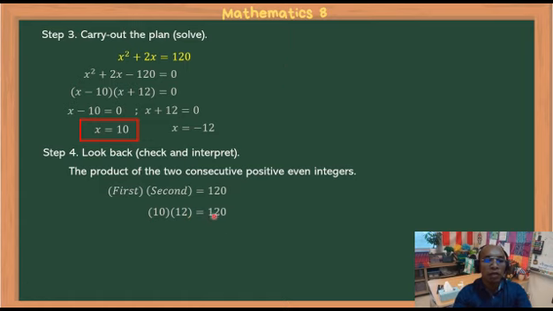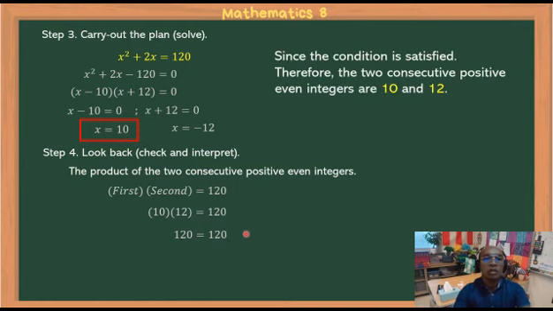So 10 times 12 is equal to 120. So 120 is equal to 120. The left side of the equation is equal to the right. Therefore, we are certain, or we are correct, that the two consecutive positive even integers are 10 and 12.